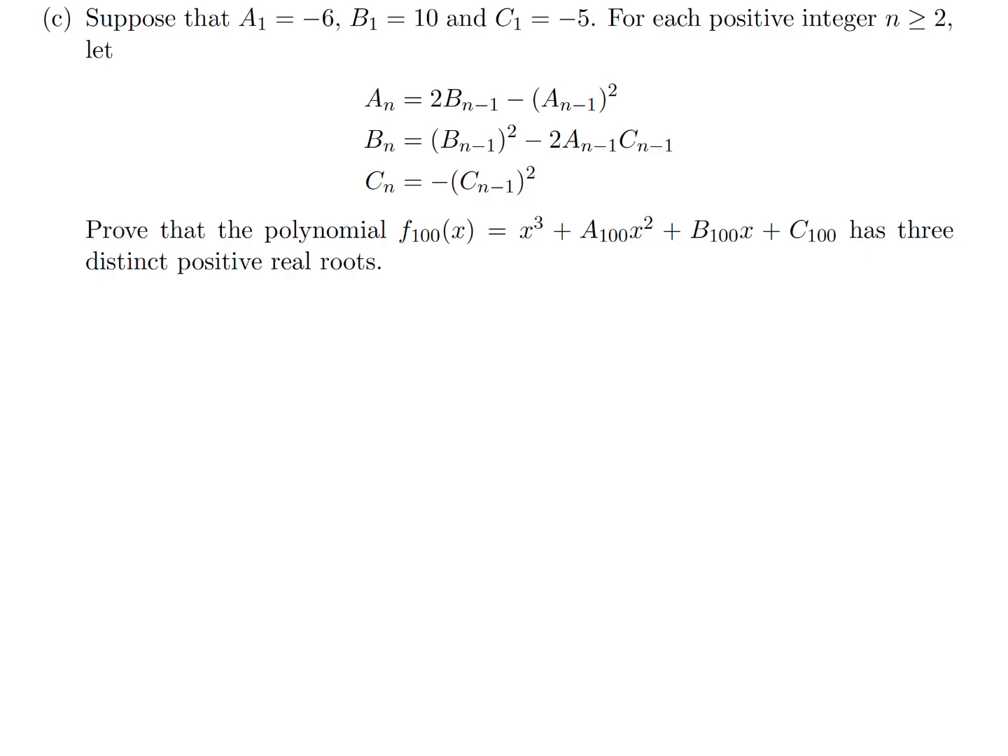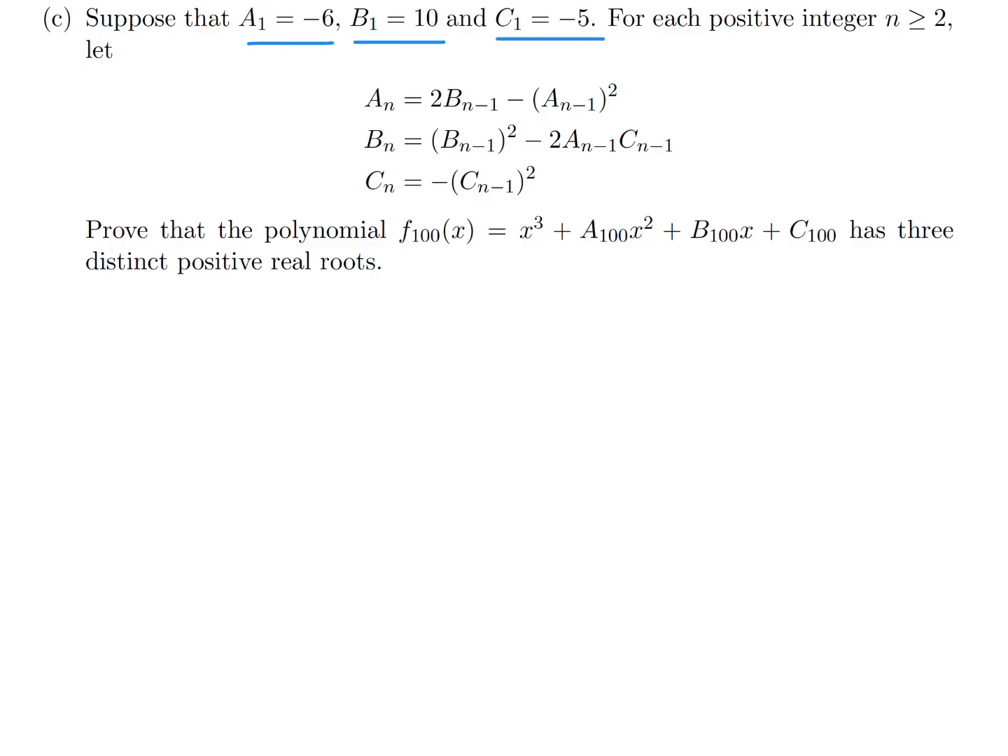Suppose that A1 is minus 6, B1 is 10, and C1 is negative 5. For each positive integer n greater than or equal to 2, let an be that, bn be that, cn be that. Prove that the polynomial f at 100x has three distinct positive real roots. So A1 is minus 6, B1 is 10, and C1 is minus 5.